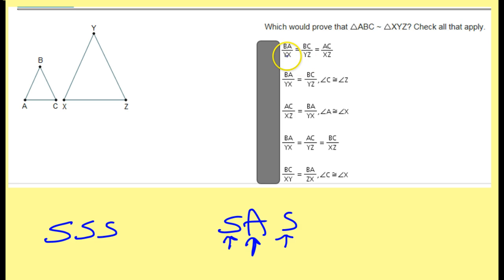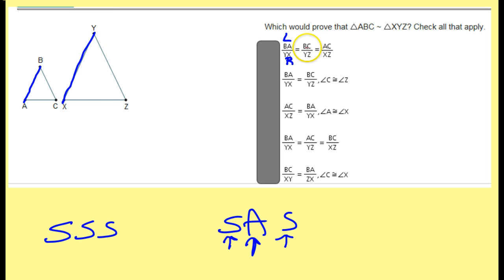So, looking at this first set of ratios, it looks like they're trying for side-side-side. Let's see if they're lined up right. So we have BA corresponding with XY. Here's BA, and here's XY. So BA, that's left over right, BA over XY. We just have to make sure that that part matches up.